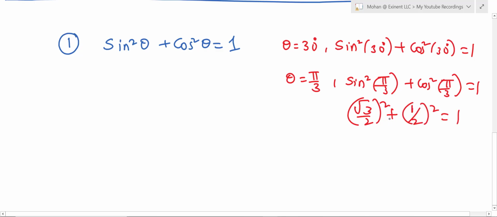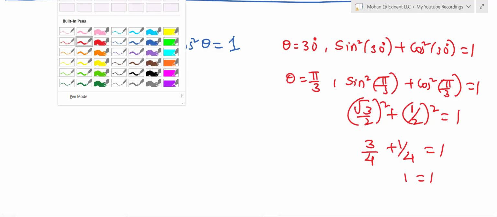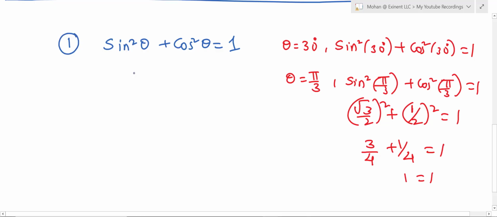Let us just check only for one value. Then we will understand that it will be true for all the values. So this will become 3 by 4 plus 1 by 4, which is equal to 1. So basically 1 is equal to 1. So I hope you understood what's the deal with this. So basically it's an identity.